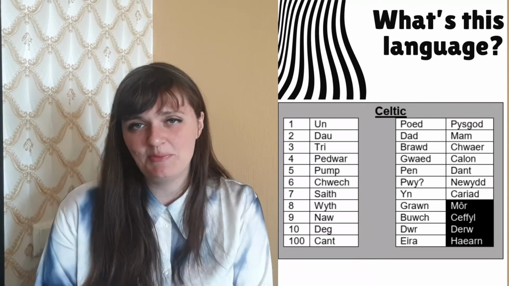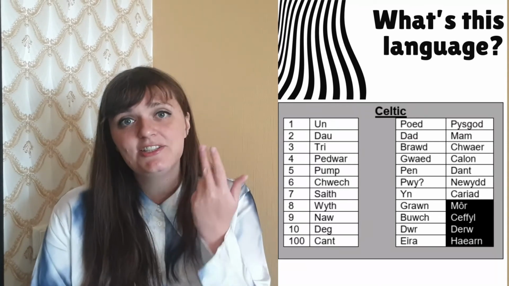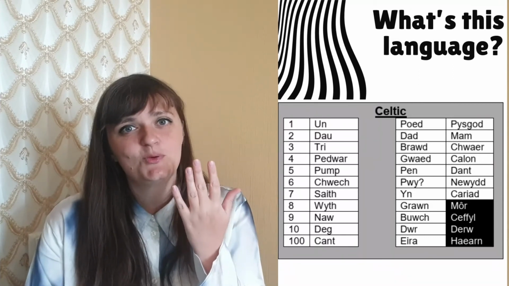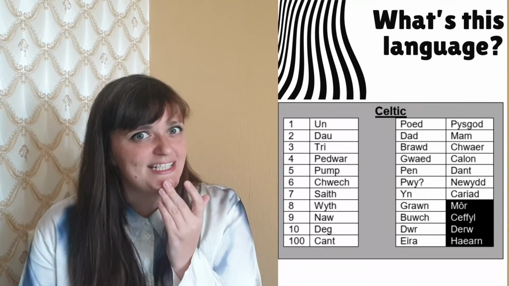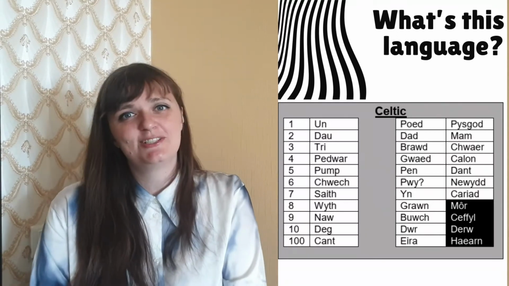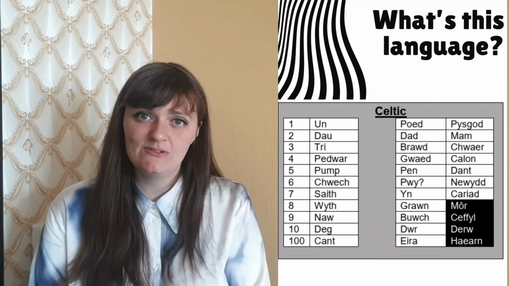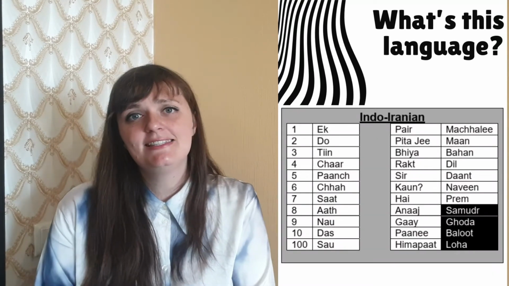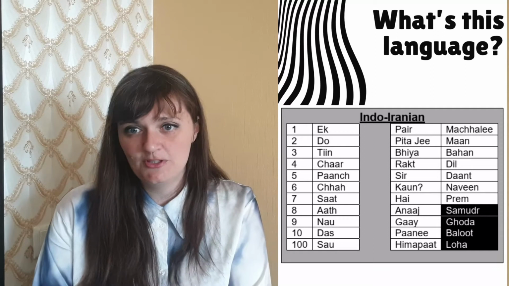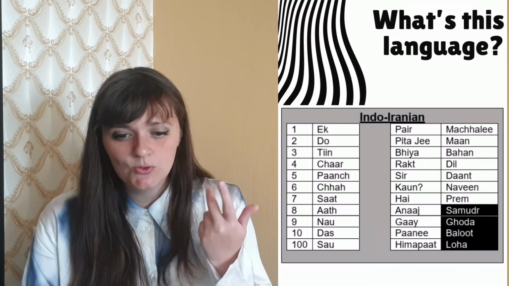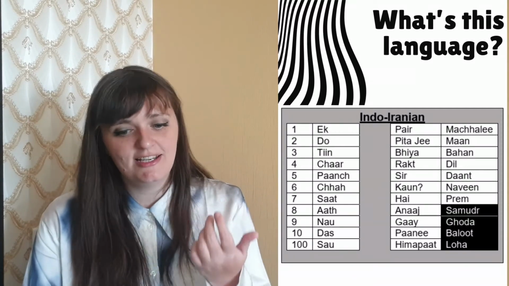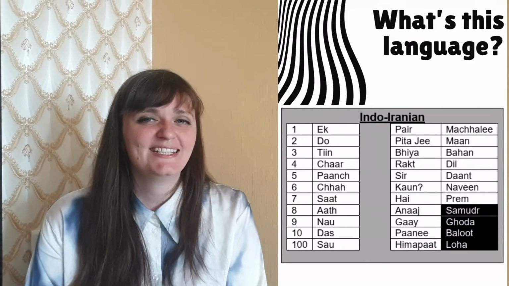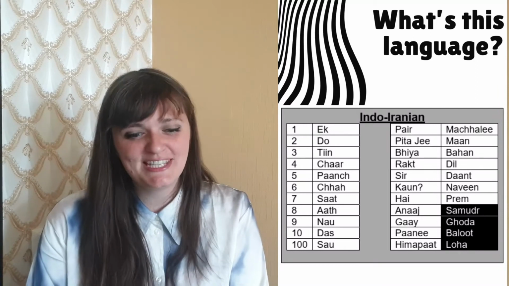Okay, next language. It's the Celtic family of languages. Un, dau, tri, pedwar, pump, chwech, saith, wyth, naw, deg. What's this language? It's my native language. It's Welsh. Right, so Welsh is in the Celtic language family, one of the small ones. Okay, next one. This is the Indo-Iranian language family. It goes ek, do, tin, char, panch, cha, sat, ath, now, das. Right, it's Hindi. Sorry, bad pronunciation, Hindi.